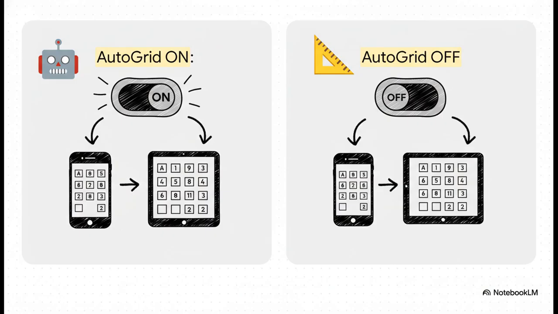And what's cool is that it gives you two options. On the left, you see what happens when Auto Grid is turned on. The dashboard literally does all the work for you, figuring out how many rows and columns to show based on the screen size. But if you're a bit of a control freak and want to decide for yourself, you can just flip it off, like you see on the right, and set a fixed grid. You get the best of both worlds, automatic or manual.